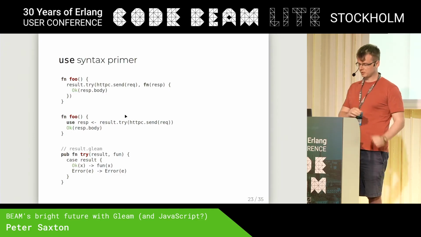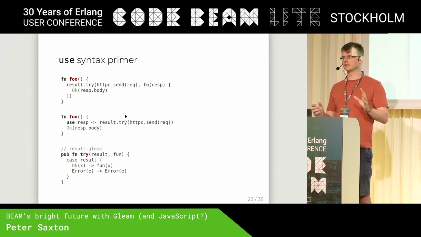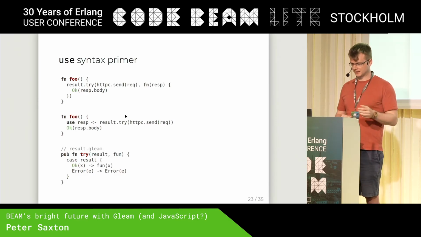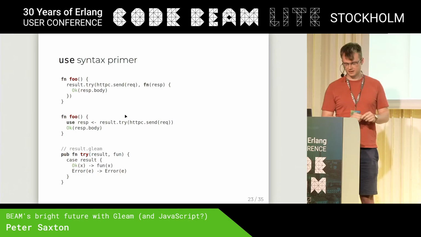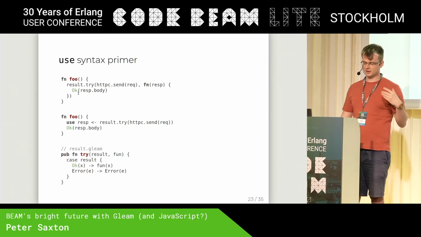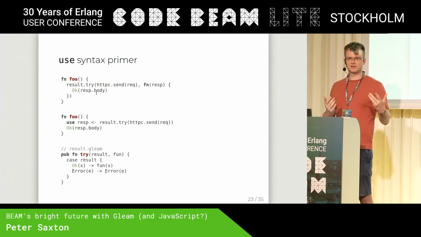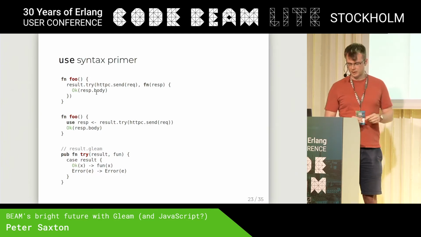Here's a bit more Gleam code. This is essentially the most complicated feature in Gleam. For those of you who haven't seen Gleam, I will try and explain what's going on here. If you have a result type, it's either an OK or an error, and you often want to do something with that only if you have a value, and you return early if you have an error. This is called railway programming.